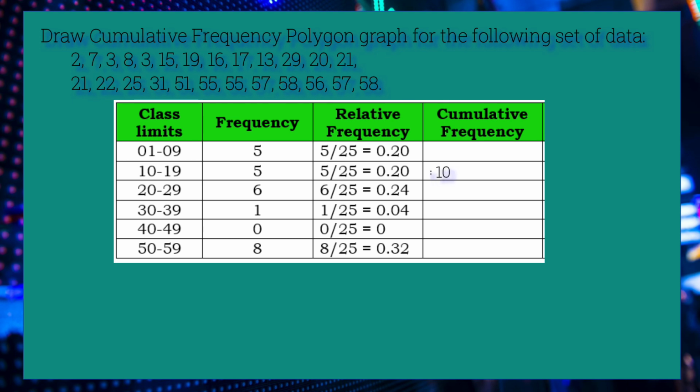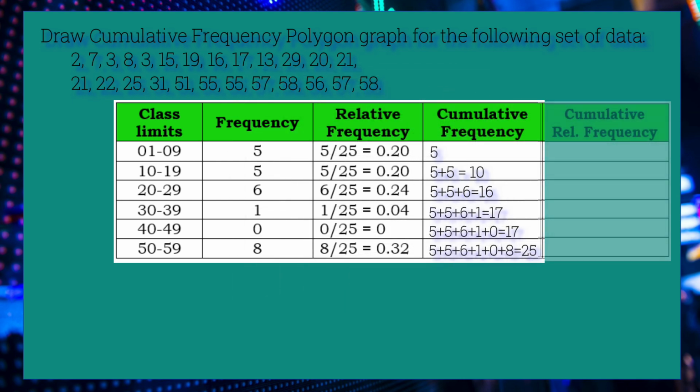For example, the second entry is the sum of the first row and the second row in the frequency column. 5 plus 5 equals 10. And the third entry is the sum of the first, second, and third row in the frequency column. 5 plus 5 plus 6 equals 16. Continuing this process for the remaining classes, we get 17, 17, and 25. Next, add a fifth column and cumulate the relative frequencies from column 3.